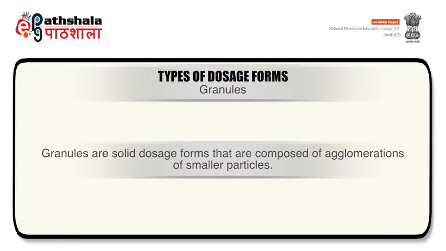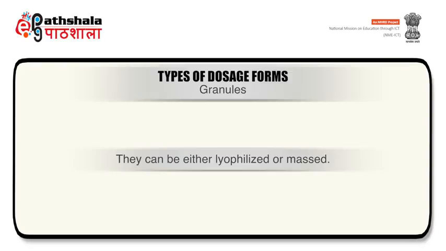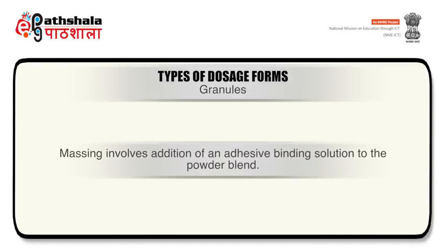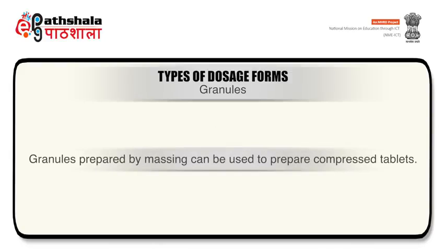Granules. Granules are solid dosage forms that are composed of agglomerations of smaller particles. They are frequently used for oral administration and are used to address stability challenges, facilitate flexible dosing regimens as granules or as suspensions, and allow taste masking. They may be either lyophilized or granulated. Granulation involves the addition of an adhesive binding solution to the powder blend. The mixture is then passed mechanically through sieves to obtain granules of the required size. Granules prepared by granulation can be used to prepare tablets.